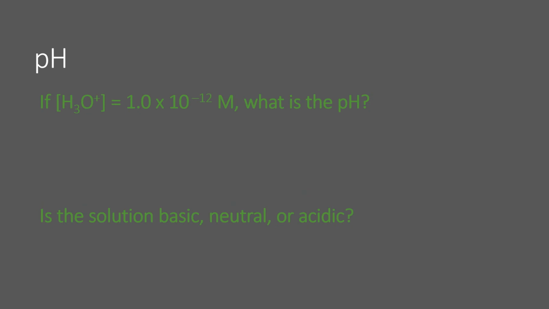If the concentration of H3O plus is 1.0 times 10 to the negative 12 molar, what is the pH? Again, we see that the coefficient is 1. So we look at the exponent, make it positive, the pH is 12. So the solution should be basic because the pH value is greater than 7.